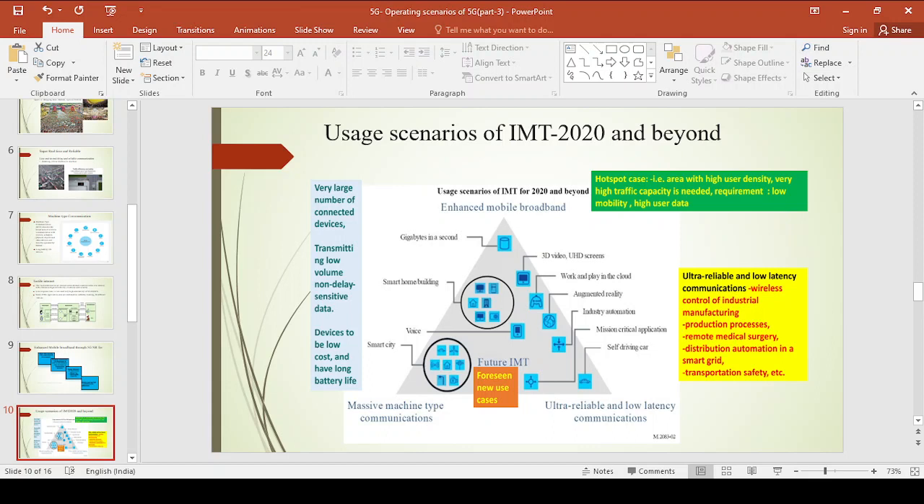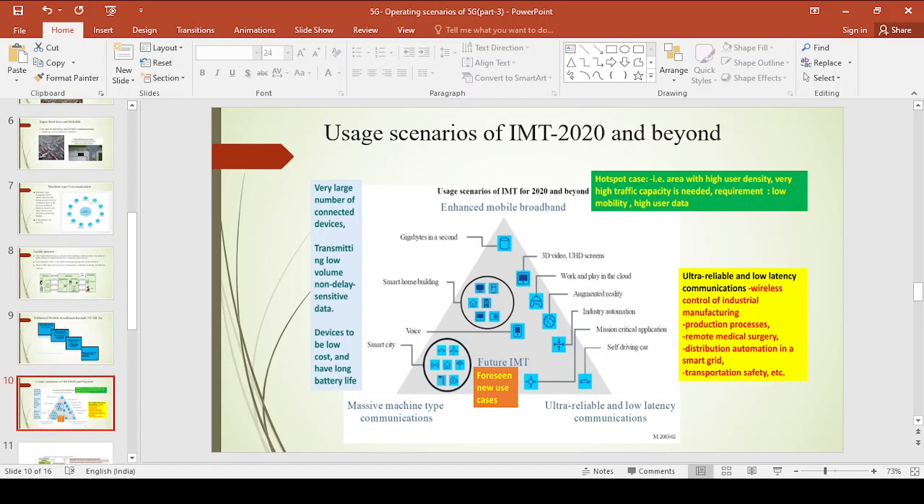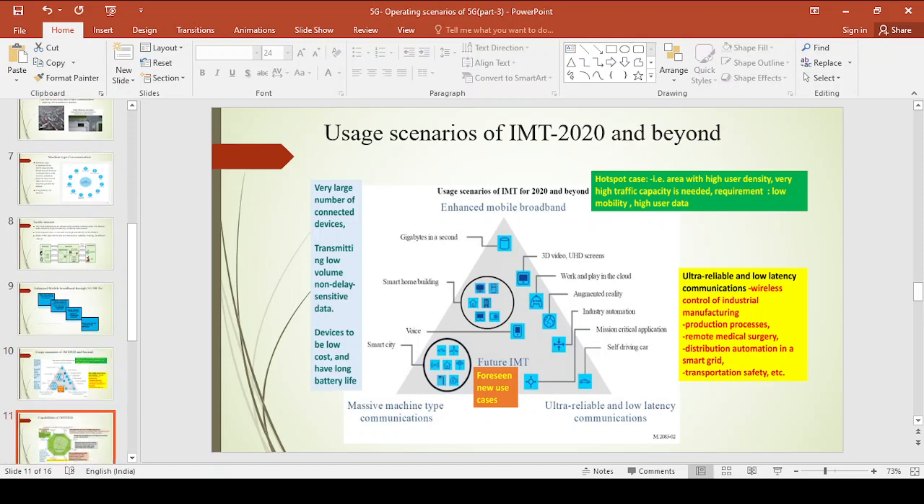Now to this existing system new features can be added if you go for 6G or 7G, right? These will be already included. In addition to this, we are adding some features if you go beyond 5G, right? Now this is about the usage scenarios of IMT 2020 and beyond.